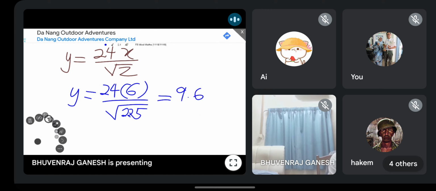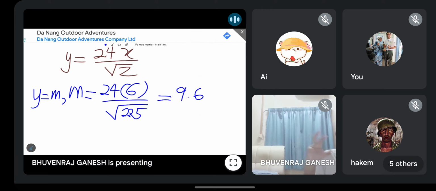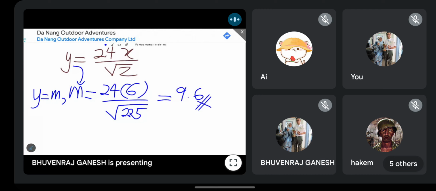But make sure, guys, over here you change the y to become m. Because in the question, in your table, they say y equals m. So you change from y to become m. Don't put y equals 9.6, then you might get it wrong. Because the question asks to find the value of m. So make sure you convert. Then you will get the answer. m is 9.6.